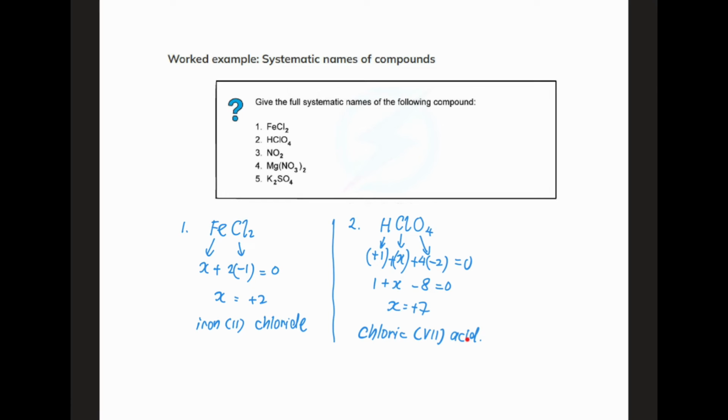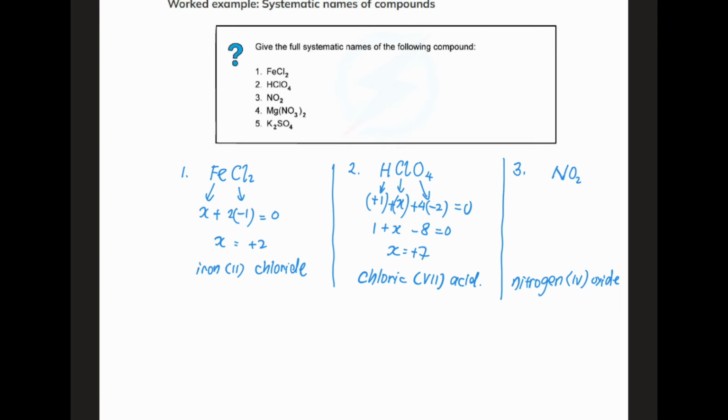So after all, asking for names in the exam is not so popular. So we just focus on the Roman numeral. Okay, how about number 3? What did you get? Nitrogen(IV) oxide is correct. Nitrogen. Magnesium(II) nitrate. Oh, okay.